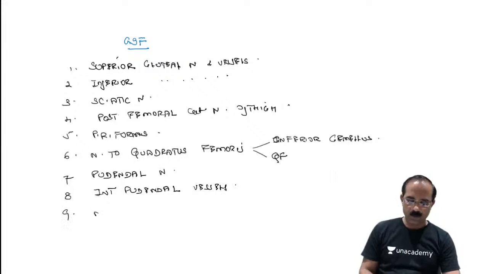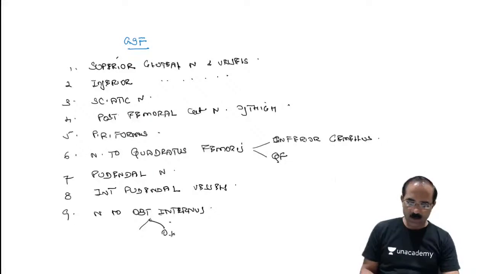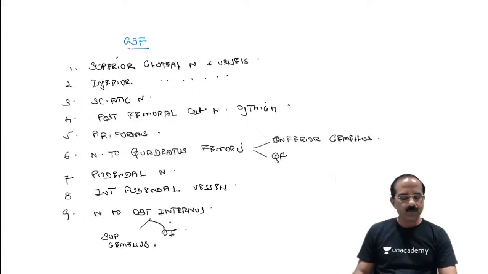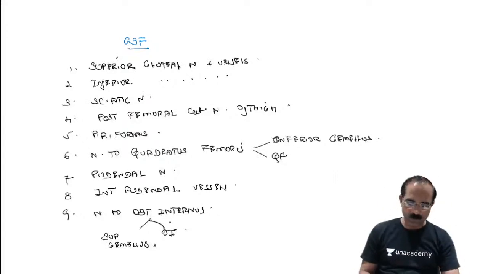And ninth is the nerve to obturator internus. It supplies two muscles: one is the obturator internus and the other one is the superior gemellus. So the nerve to obturator internus supplies the obturator internus and the superior gemellus.